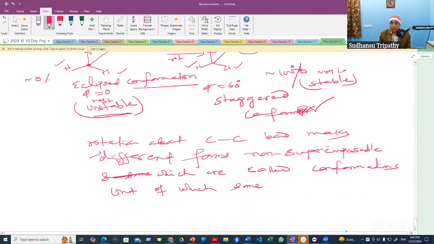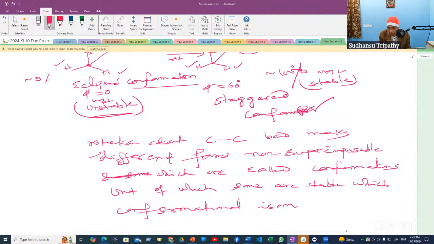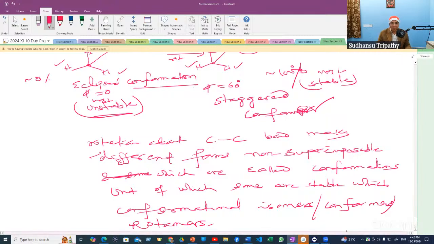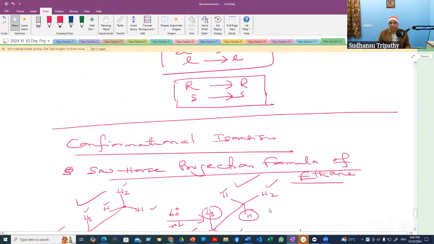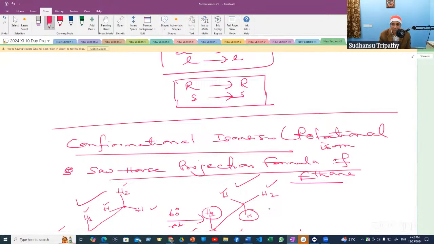So, conformations out of which some are stable are called conformational isomers or conformers or rotamers. Therefore, these are also called rotational isomers. Some people call it rotational isomers. Conformational isomers are sometimes called rotational isomers. To make things look easy, rotational isomerism.